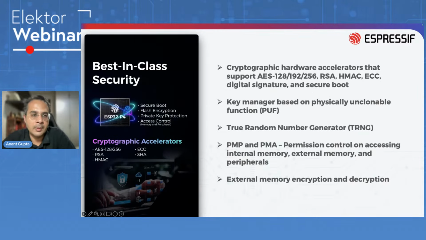Next, we will talk briefly about the best-in-class security features which we have added onto the product. So it has all the known cryptographic accelerators like AES 128, 192, 256, RSA, HMAC, ECC. Then we have a digital signature peripheral, which is nothing but on-chip secure element kind of capabilities, which basically means it tries to protect the private key of the device without exposing it in plain text to any software.